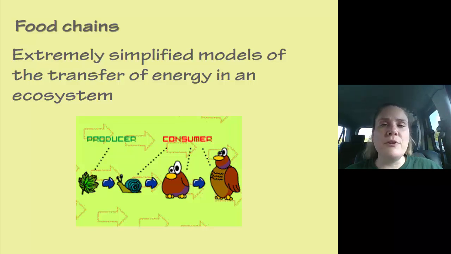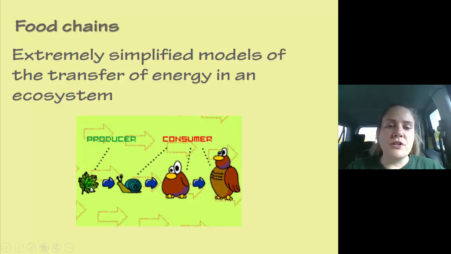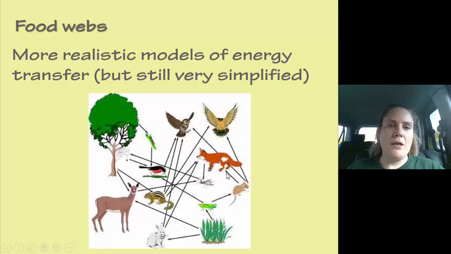All right, so food chains. You're probably familiar with food chains. You probably learned about food chains in 4th grade or something. It's a really, really simplified model of the transfer of energy in an ecosystem. So we have the producer, which is the leaf from our tree. We have the snail, so the energy goes from the producer to the snail, and then from the snail to this bird, whatever this bird is, and then the energy goes from this bird to this owl, hawk, whatever it is, this bird of prey, when this bird of prey eats this guy. The energy starts here and moves through here.